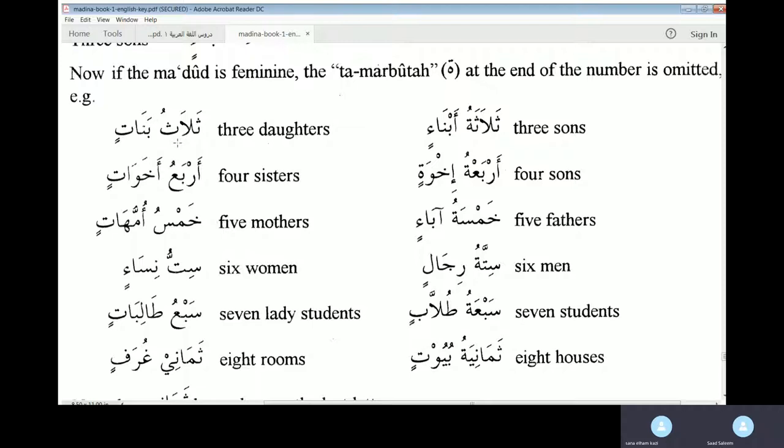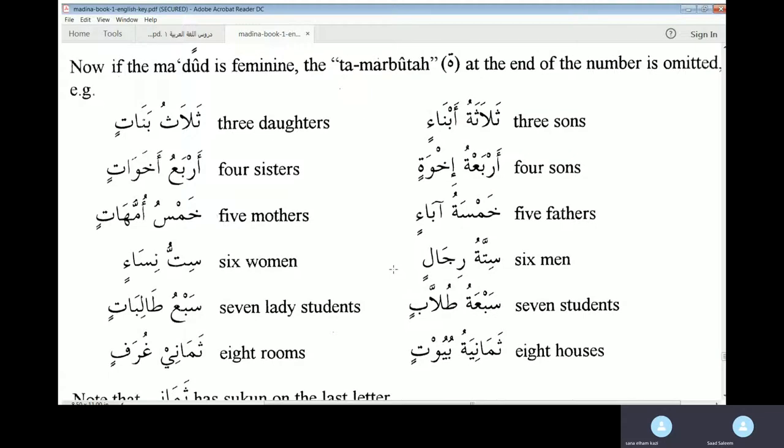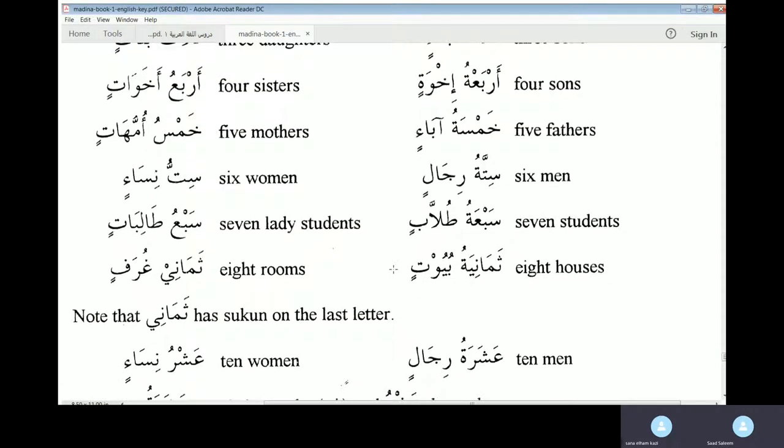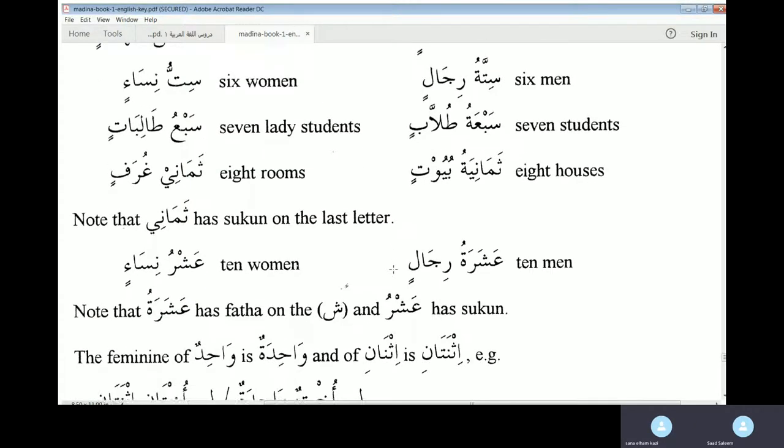Same thing. Arbaatu ikhwatin, four brothers. أربع أخوات, four sisters. خمسة آباء, five fathers. خمس أمهات, five mothers. ستة رجال, six men. ست نساء, six women. سبعة طلاب, seven students. سبع طالبات, seven lady students.